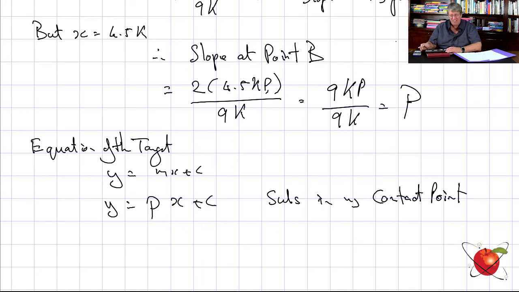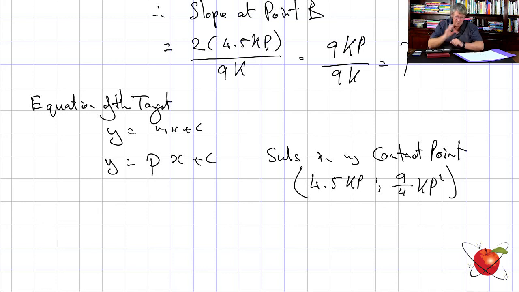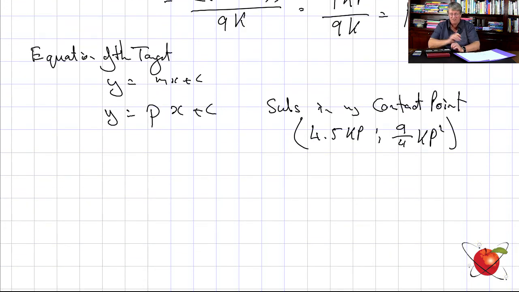Remember? Can you see the recipe's the same? I'm just going to substitute in the contact point. And the contact point, I'm going to rewrite it down, is 4.5kp, and let me just get it right here, 9 over 4 kp squared. Correct? That's all it is. I know, it looks and sounds more difficult than it is. Now I just put that in.